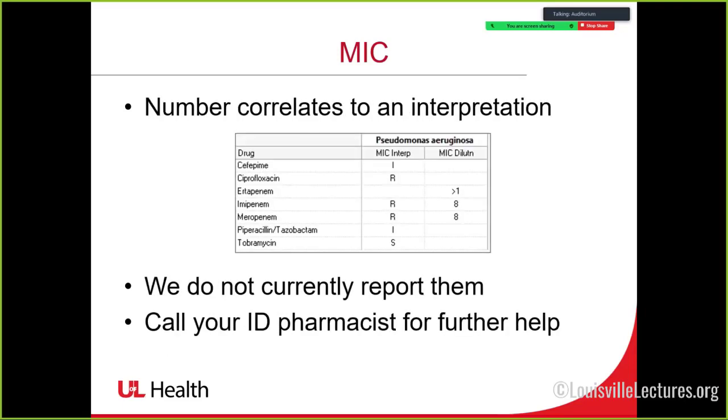And then this is an example of that. You can see here that ertapenem says greater than 1, and imipenem and meropenem say 8, but ertapenem doesn't even work for Pseudomonas aeruginosa, typically speaking. So even though that number is lower, it would be a terrible option for Pseudomonas.